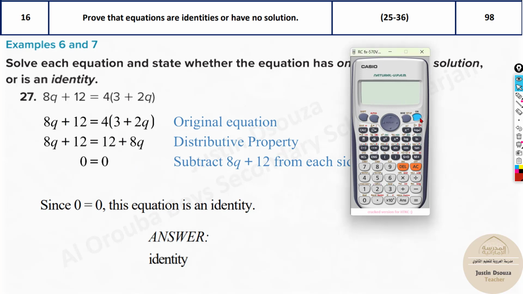Now if you put it in the calculator, let's see what happens. 8 alpha x plus 12 equals 4 times 3 plus 2q. Close the bracket, shift and solve, and it just gives us 0. Now the thing is, no matter what equation, it'll just give you 0 as the answer. Because this is true, this is a possible answer. 0 is true. You can even add 1 to both sides, 1 equals 1. All possible solutions are true over here, all real numbers. So basically it's an identity.